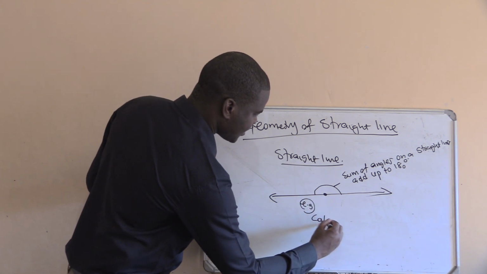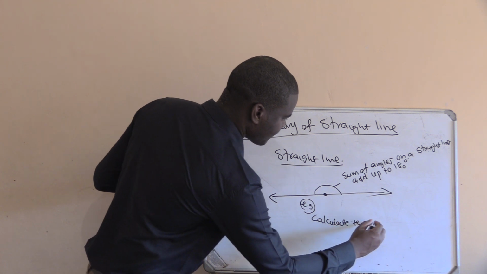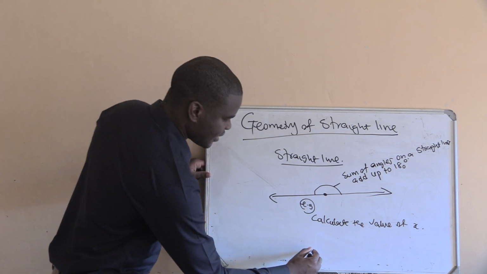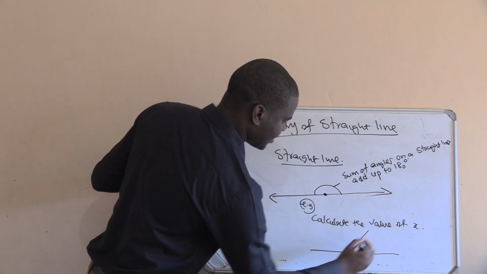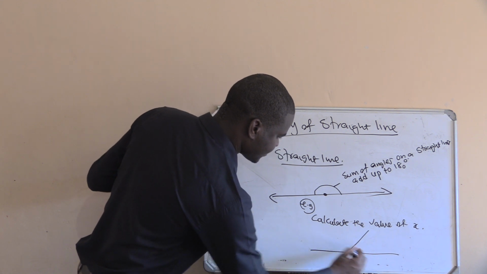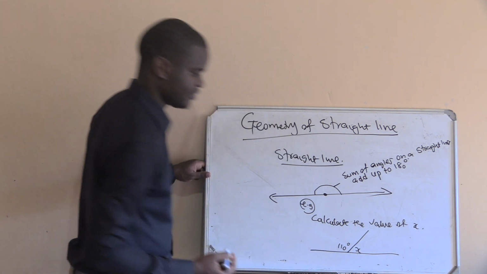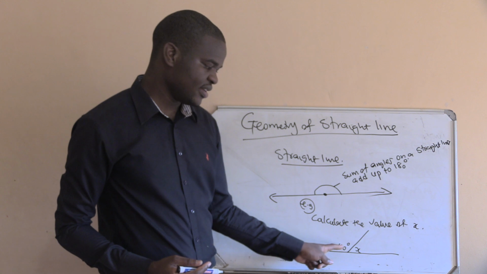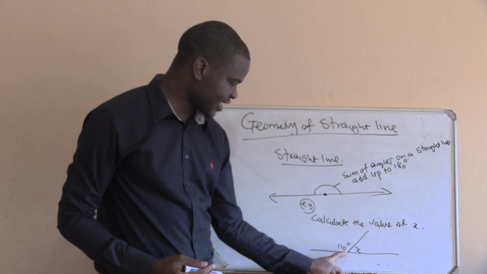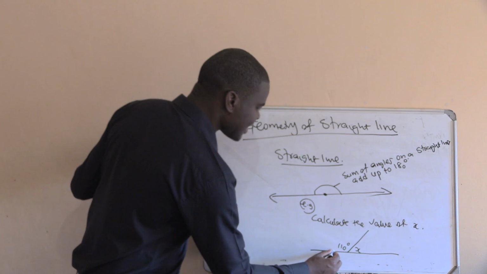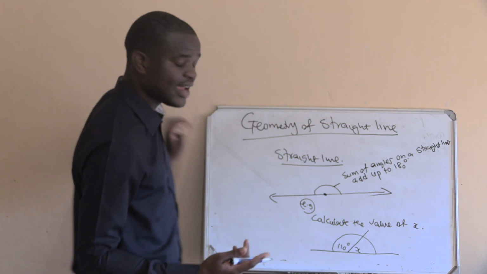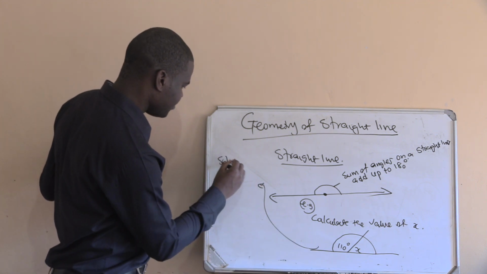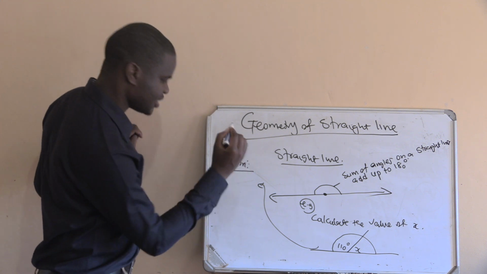Let's say calculate the value of x. Then I give you a line like this and another one here. Then here I write x. This is 110 degrees. This is an example. Calculate the value of x. Solve for x. Remember, sum of angles on a straight line, they add up to 180. What do we do? Let me write the solution so that you can see what is happening.